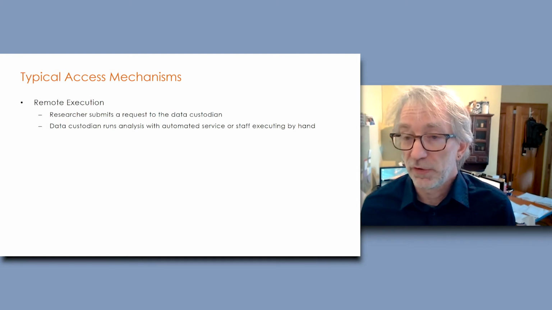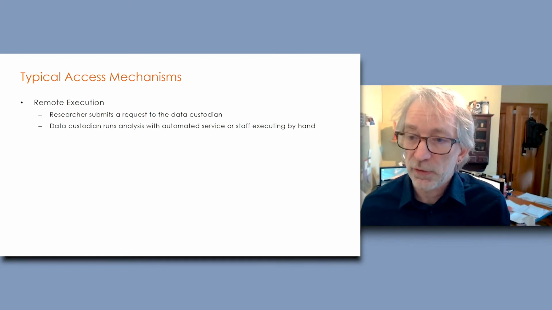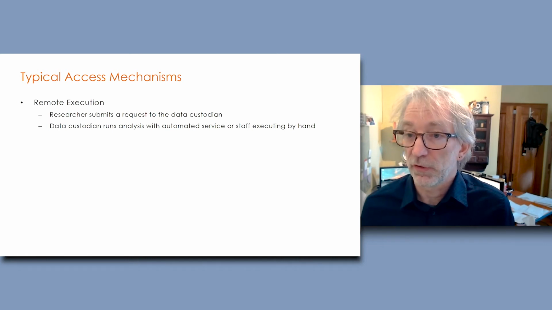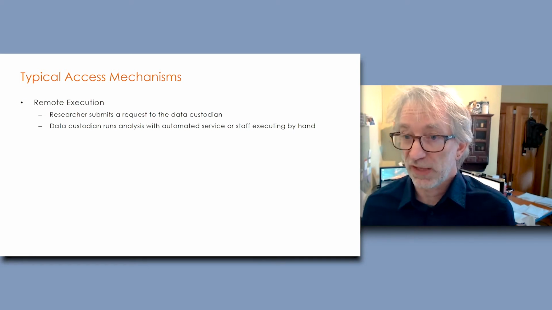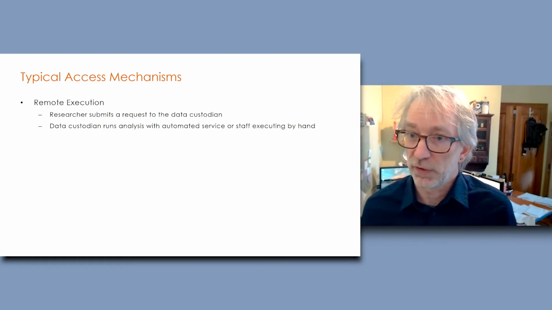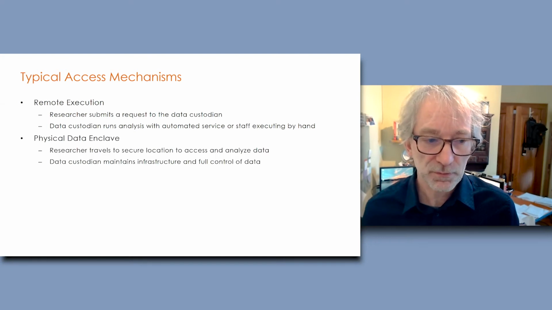Such remote execution systems may rely on automated services. There are interesting examples in Canada and Norway that we mentioned in our chapter, or it may be that it's actually sent to a queuing system where staff then execute these by hand and look at the output and vet the output, as for instance happens in the German case.